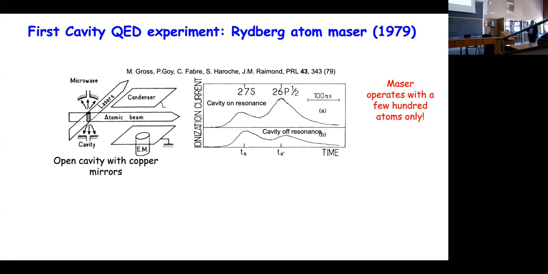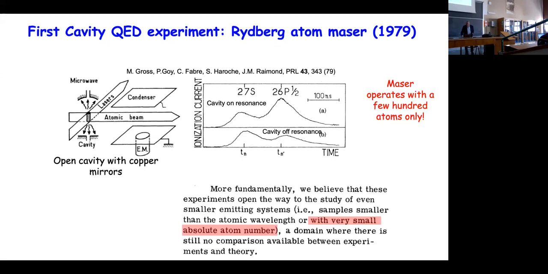And what was surprising is that the threshold for this maser effect was very low. Only a few hundred atoms were enough to observe this. Whereas in an ordinary maser, you need billions of atoms, billions of molecules, because you need to have this emission occurring faster than the losses of the cavity. So this gave us immediately the feeling that we could get to do interesting physics.